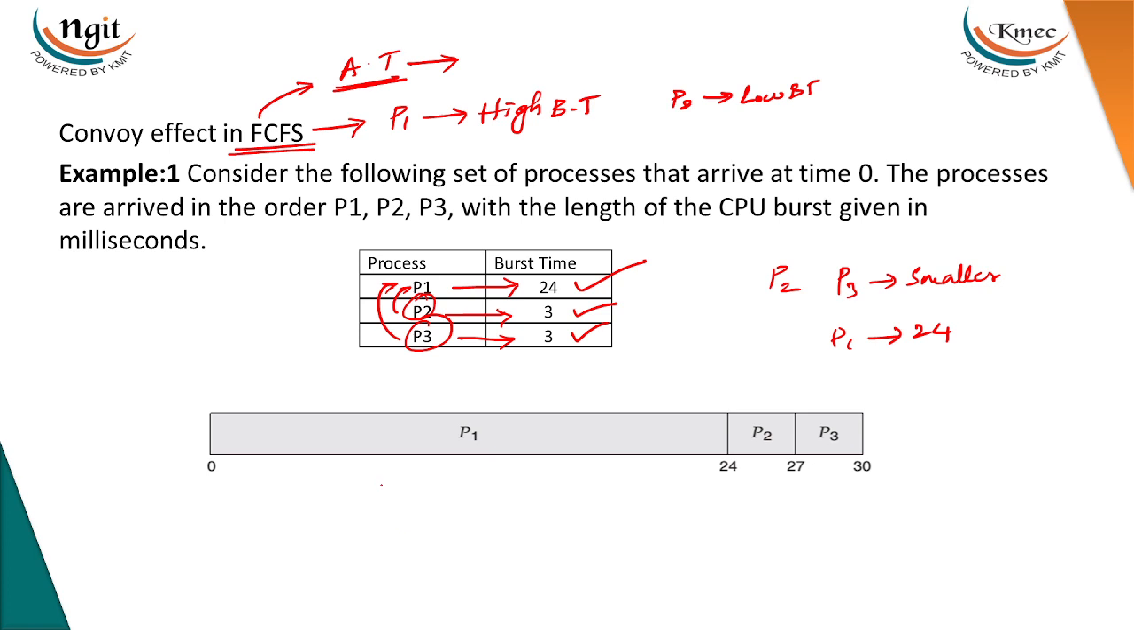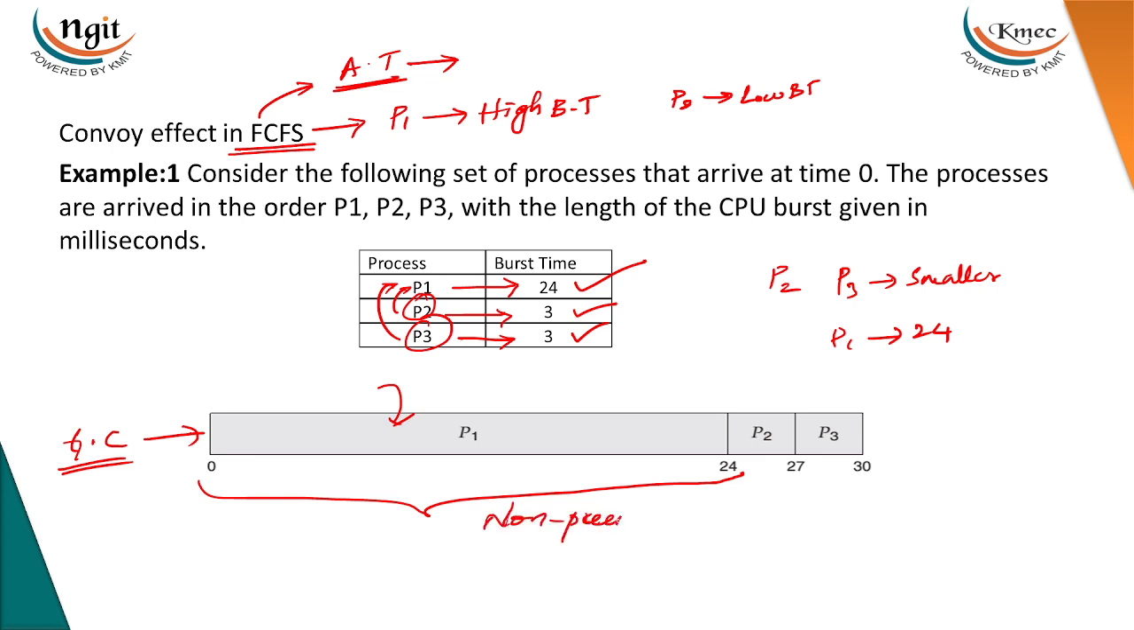Now look at the problem here. First P1 will be executed, in the Gantt chart. It will be executed until 24 milliseconds, because FCFS is non-preemptive. It has to execute and come out, and only then will P2 be loaded. It will be loaded for 3 seconds, and then P3 for 3 seconds. Okay, so what is convoy effect?